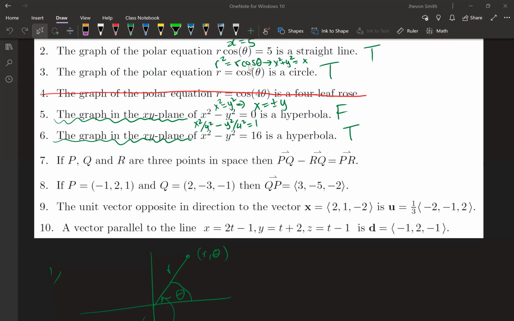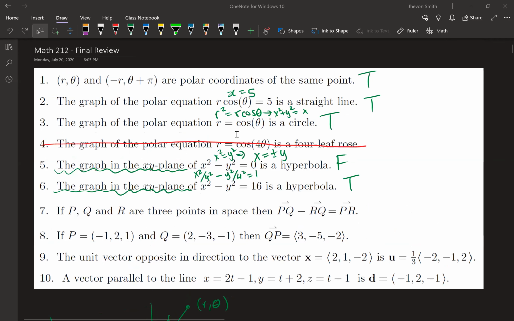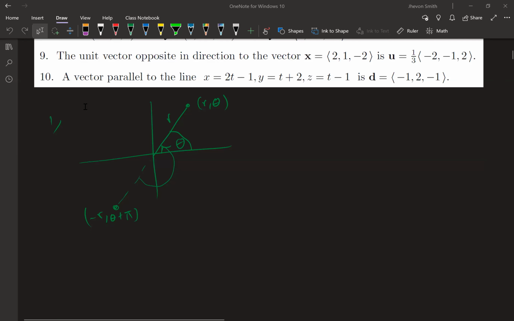Question 7. So you see these are talking about some vectors, probably sketching it out would be the best way to go. We're looking at question 7.